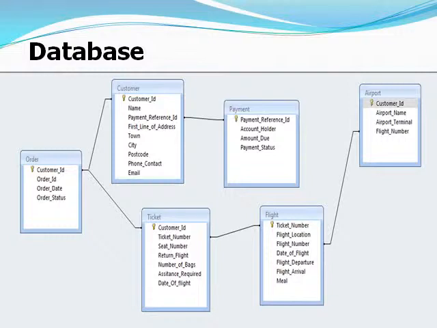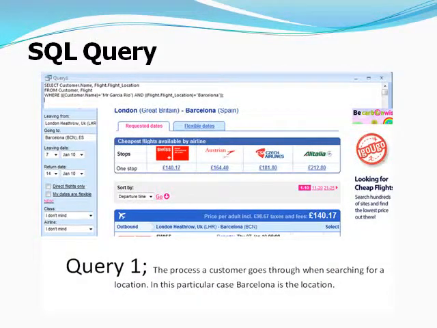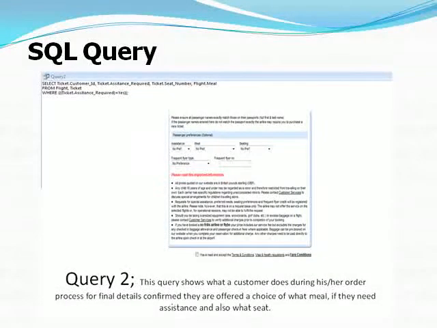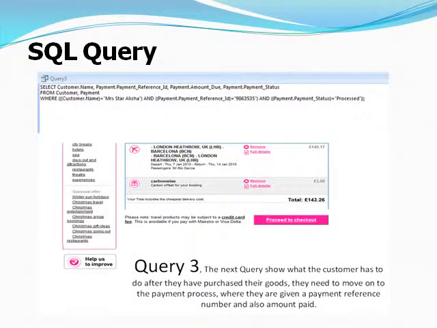Now we can show you the SQL queries that were produced using our database. Query 1 shows what a customer would do during the order process. Query 2 shows what a customer does during the final stage of his or her order process. Final details are confirmed. They are offered a choice of what meal, if they need assistance, and also what seat. Query 3 shows what the customer has to do after they have purchased their goods. They need to move on to the payment process, where they are given a payment reference number and the amount paid.